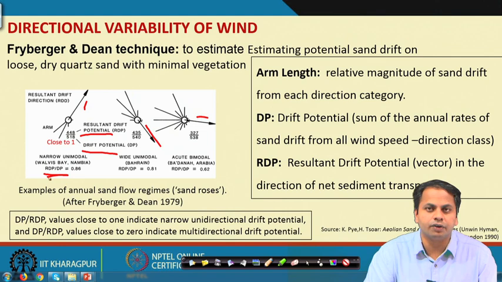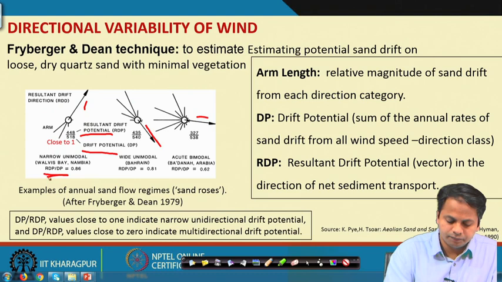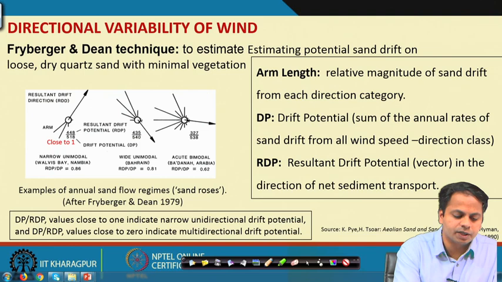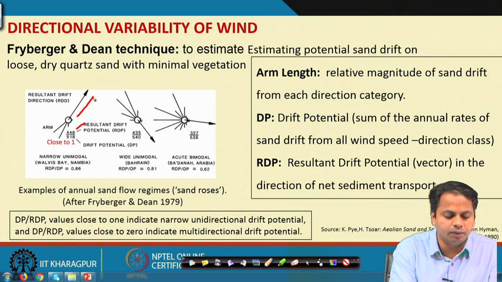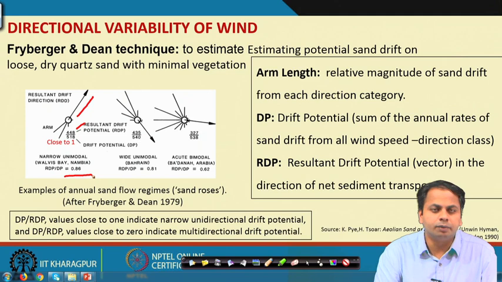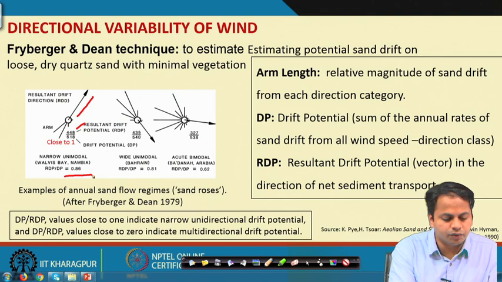Let us see here. In the first case, there is very little variability. The winds are mostly in this one direction, and in other directions there is much less sand drift. There are two more prominent directions, and this is the resultant direction. If we take the ratio of RDP by DP, it comes to 0.86, which is close to 1. It means that it is a unidirectional or narrow unimodal flow, mostly in one direction.